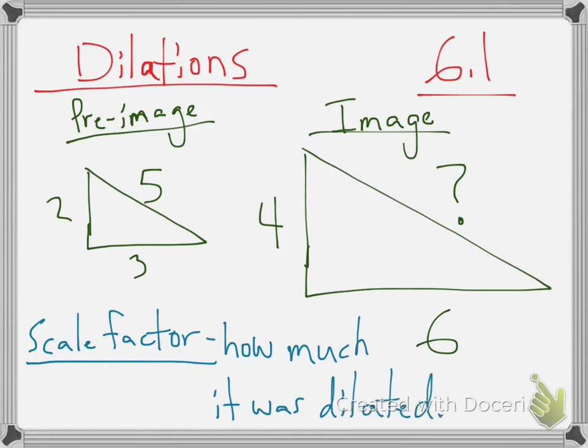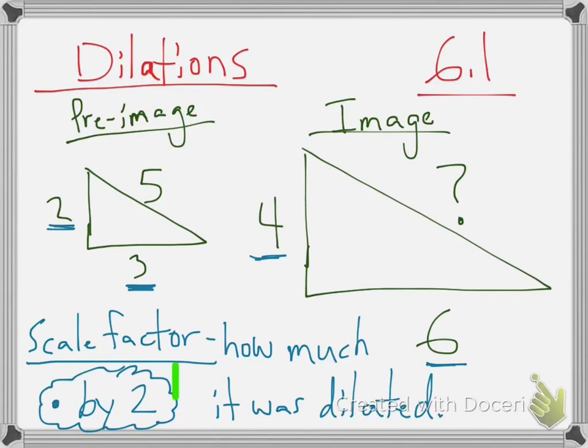For this one right here, there's two things we can do. We can look at this side and this side, right? We want to match up the sides. The first one was 2, the second one was 4. The bottom was 3, this one was 6. So what is the scale factor, or how much was it dilated by? It was multiplied by 2. That would be the actual scale factor for this example.